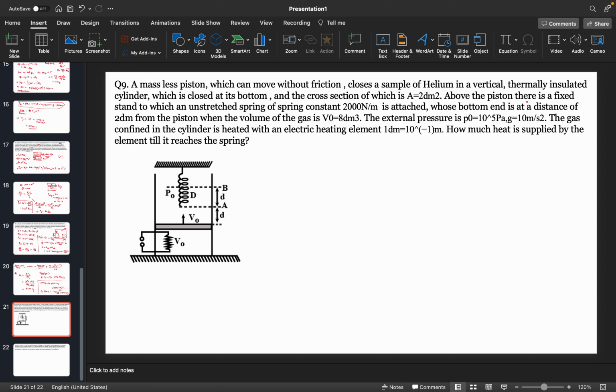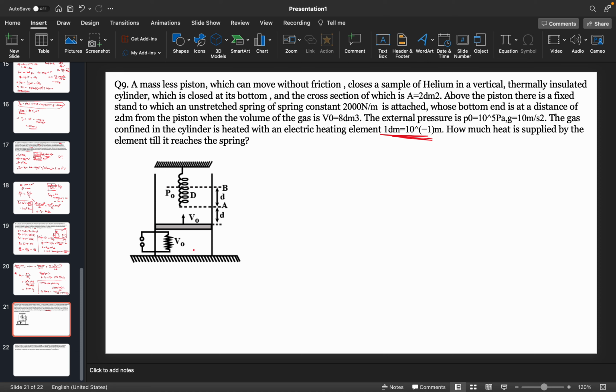Okay, now above the piston there is a fixed stand to which an unstretched spring of spring constant 2000 Newton per meter is attached, whose bottom end is at a distance of 2 decimeter from the piston. Okay, and when the volume of the gas V0 is equals to 8 decimeter cube. The external pressure P0 is equals to 10 to the power 5 Pascal, and your G value is given as 10 meter per second square. The gas confined in the cylinder is heated with an electric heating element. Okay, this is the unit conversion is also given, so you should not think about it. How much heat is supplied by the element till it reaches the spring?